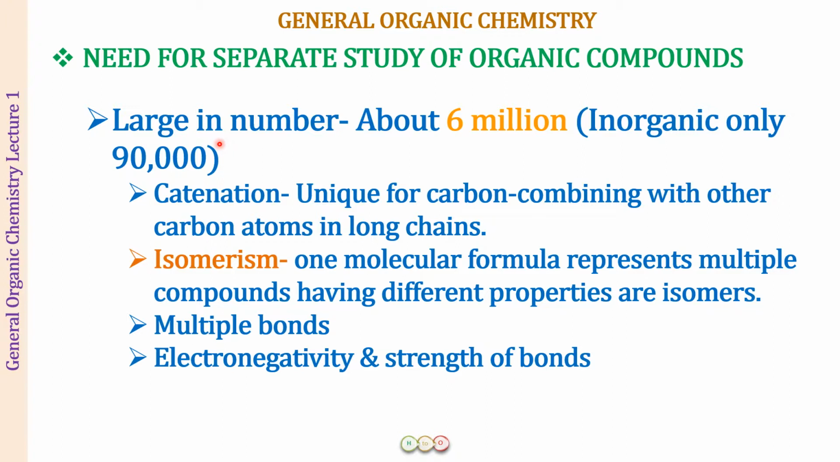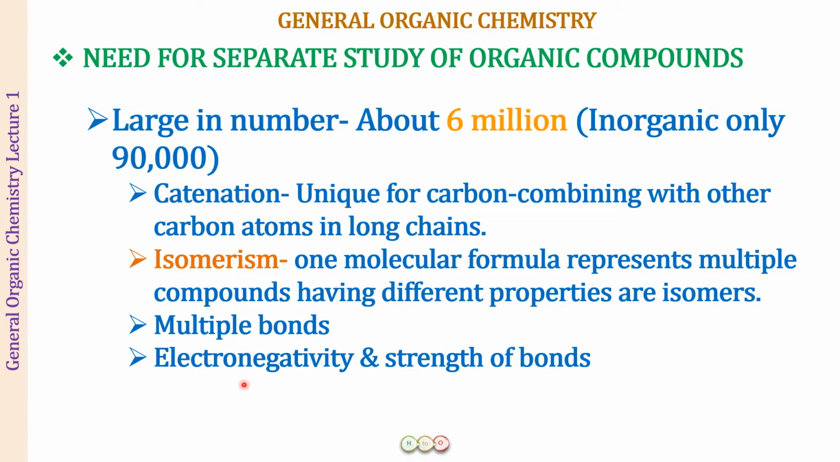Well, the number is large because of a unique property of carbon, that is catenation, which means essentially that the carbon atom can combine with other carbon atoms in long chains, and therefore we have a large number of organic compounds. We will be studying more about all these points once again in the next lecture; today I am just giving you a brief introduction here. Then we have isomerism, a phenomenon where one molecular formula represents multiple compounds having different properties, and again this is responsible for a large number of organic compounds. Then carbon can form multiple bonds, a single bond, a double bond, a triple bond, so as to satisfy its tetravalency. Therefore we again have a large number of compounds.